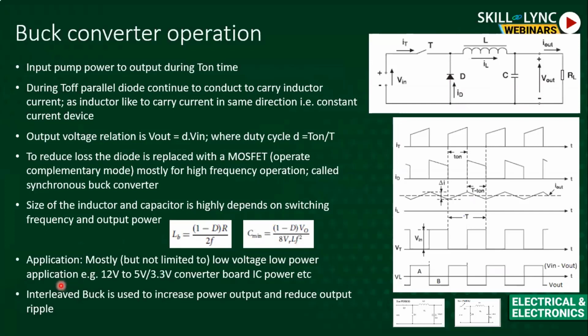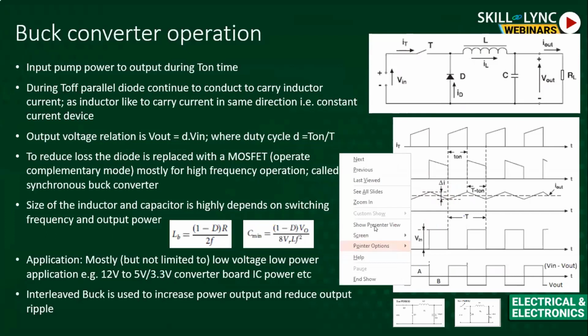Next is application. This has a wide application in on-board power supplies. If you need 5 volt to 3.3 volt or 12 volt to 5 volt, 3.3 volt, like IC supply and microcontroller supply, this is the widely used topology. And to increase the power output, the interleaved buck can also be used. Interleaved is nothing but a parallel operation of similar converters, with a 180-degree phase shifted operation, where the output ripple will be reduced.